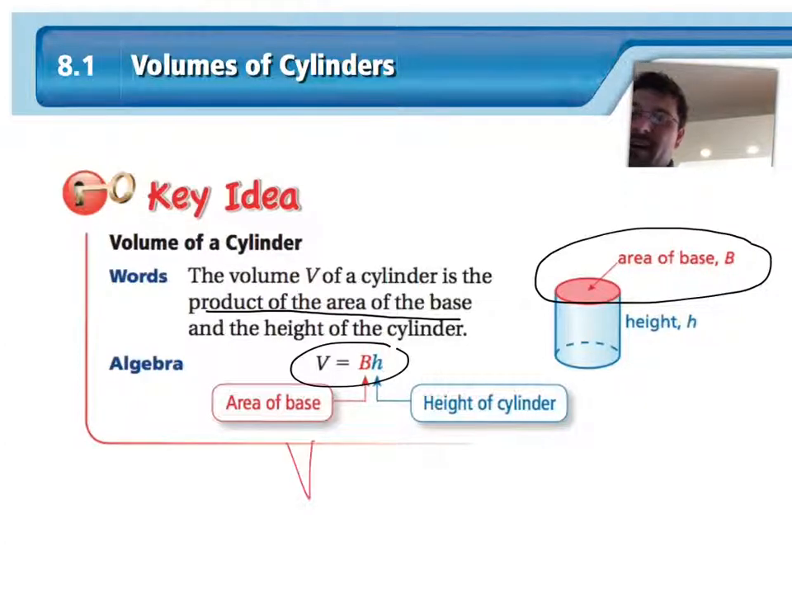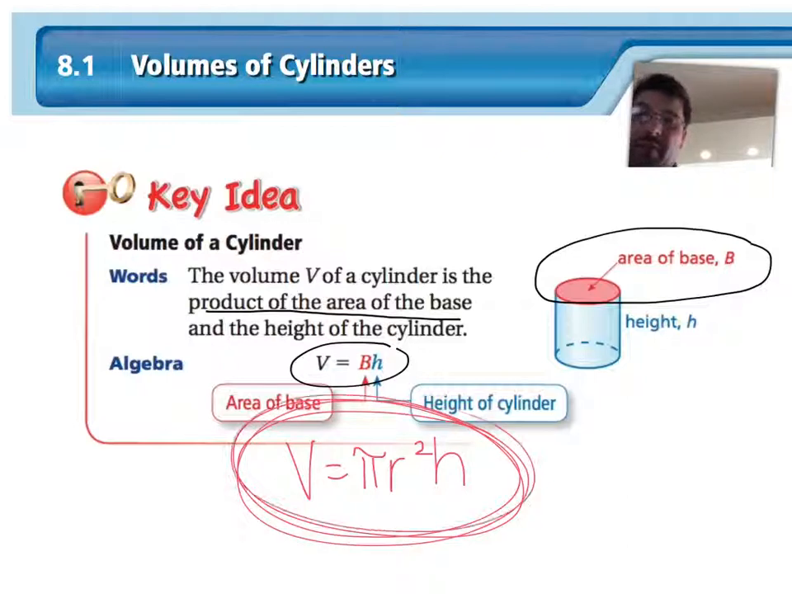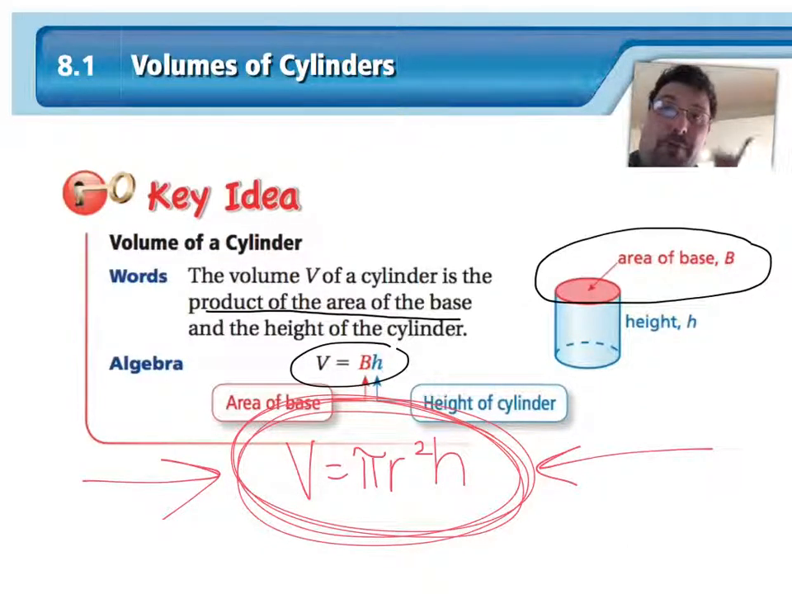So instead of base area, I can plug in the area of a circle, pi r squared. So that will be the formula that you will always use for volume of a cylinder. Repeat after me. Pi r squared multiplied by height. The volume equals pi r squared multiplied by the height. Don't forget that.